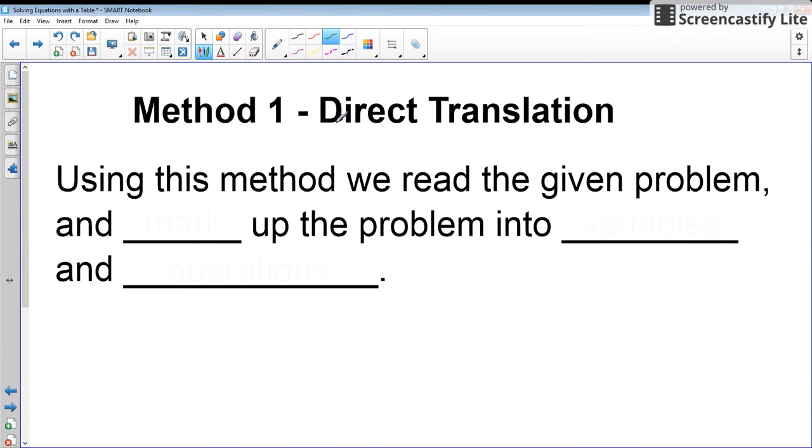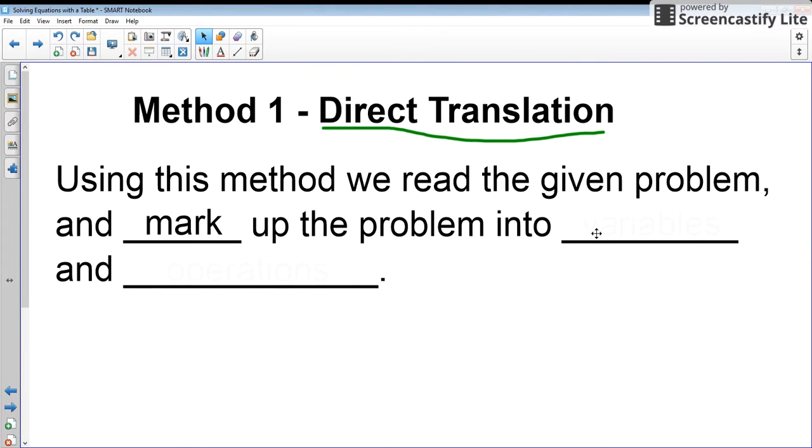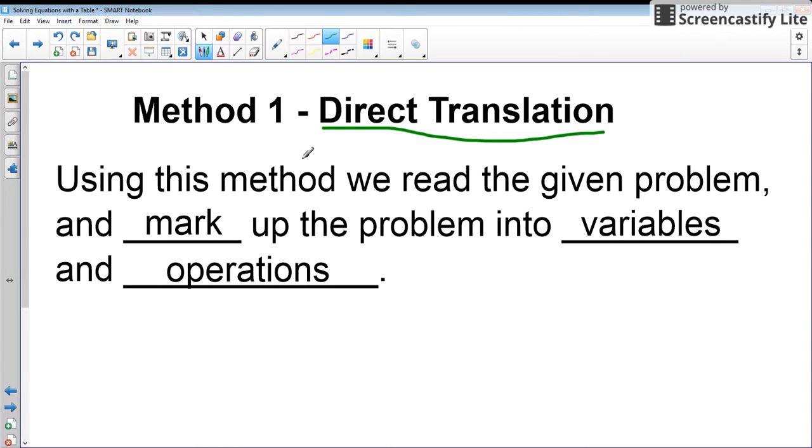This first method, we call it direct translation. We're going to directly translate the problem that's given to us. So using this method, you read the problem, and then you mark up the problem into its variables and operations and other symbols that might be there. When I say mark, I mean literally like what I'm doing right now. We're going to write over the text. And then hopefully that should allow us to write an equation and solve for a problem. And just a reminder, operations here, I mean like plus, minus, multiply, divide, those sorts of things that you find in equations. We're going to find those.